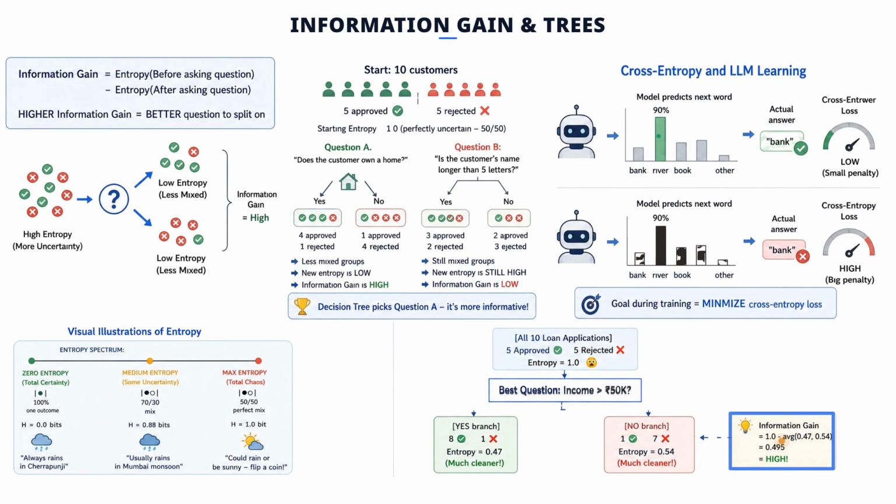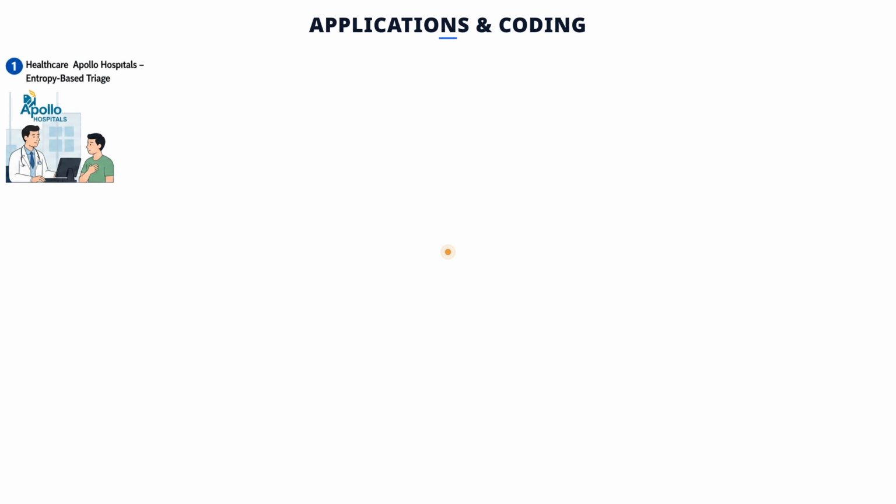Now that we understand how these mathematical splits work on a single level, let's see how these principles are applied in massive real-world systems like healthcare diagnostics and email filtering. In healthcare systems at places like Apollo hospitals, diagnostic systems use entropy-based trees for patient triage. When a patient arrives, the initial state is chest pain. At this stage, the starting entropy is very high because there are several possible causes, which you can see branching out below, like a heart attack, anxiety, or acid reflux.